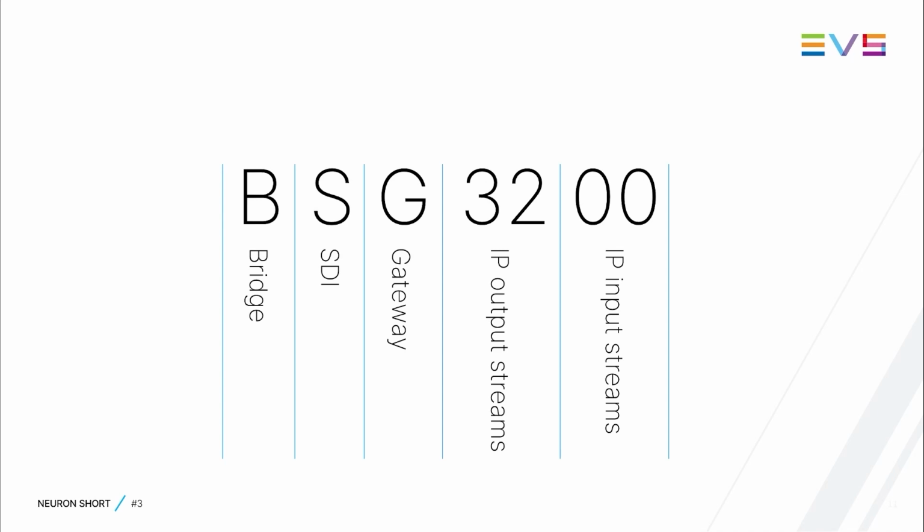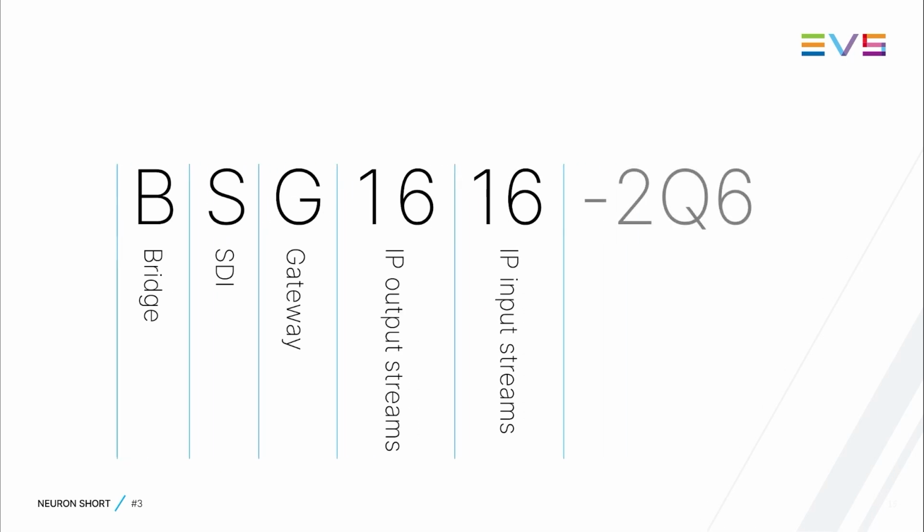So the BSG3200 is intended to be used with the SDI expansion board to have 32 SDI inputs bridged to 32 IP streams to enter your IP infrastructure. The BSG2408 with SDI expansion can convert 24 SDI inputs to IP and simultaneously convert 8 IP streams to 8 SDI outputs. The BSG1616 can simultaneously convert 16 SDI inputs to IP streams and 16 IP streams to SDI outputs, and so on.